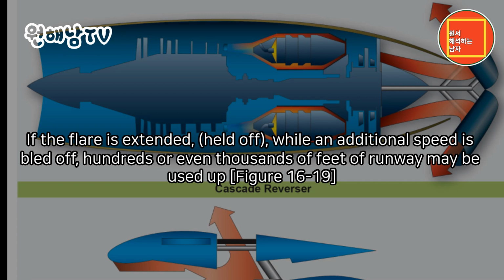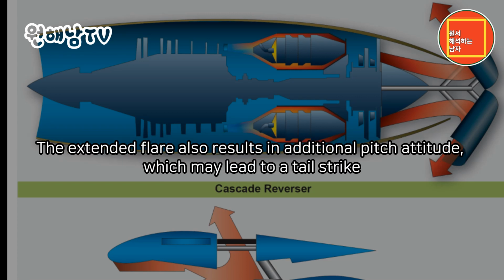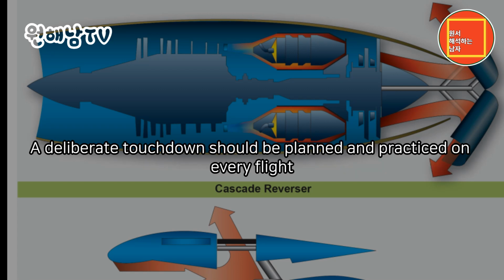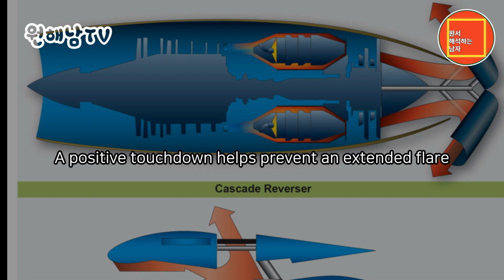Figure 16 to 19. The extended flare also results in additional pitch attitude, which may lead to a tailstrike. It is, therefore, essential to fly the airplane onto the runway at the target touchdown point, even if the speed is excessive. A deliberate touchdown should be planned and practiced on every flight. A positive touchdown helps prevent an extended flare.